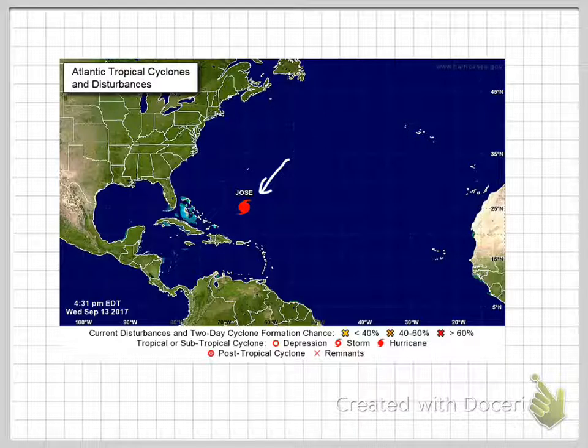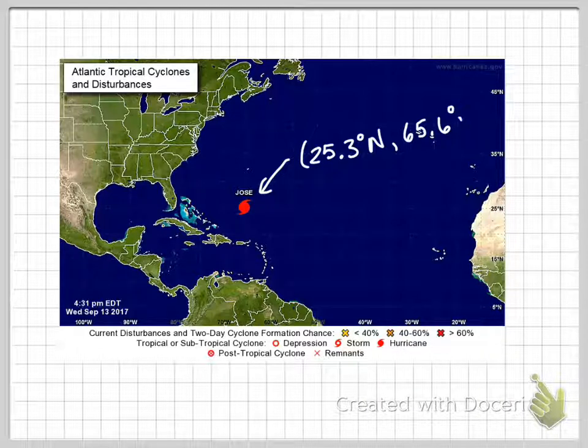And what they said his position is: he is at 25.3 degrees north, and he's at 65.6 degrees west. We definitely want to know these things. We want to know where the hurricanes are. We want to know where they're going. We want to know how fast they're going to get there. So we're going to use a map to do these things.